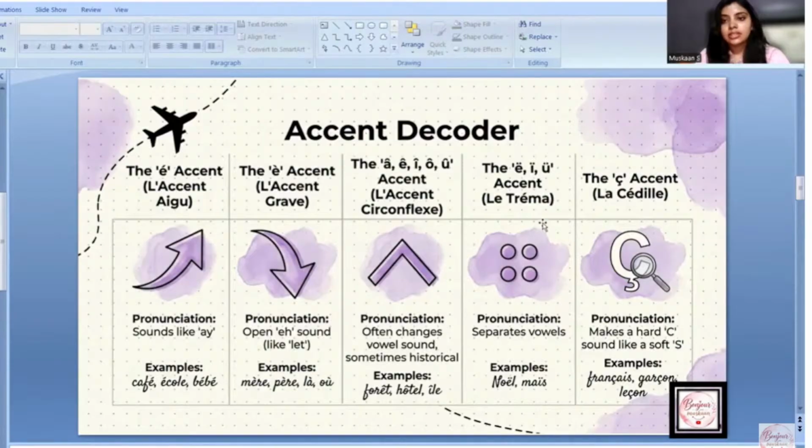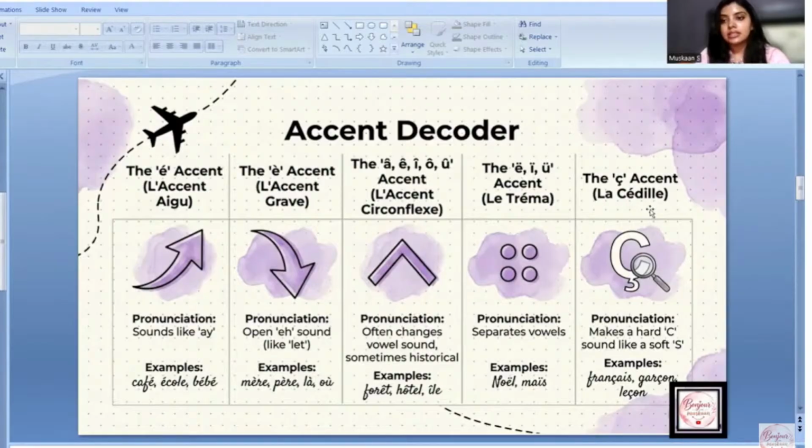Now the next one is tréma. Tréma is these two dots, as you can see. And it's mostly used with E, I, U. Its pronunciation separates vowels. It separates vowels: Noël, maïs. So that's how it sounds.